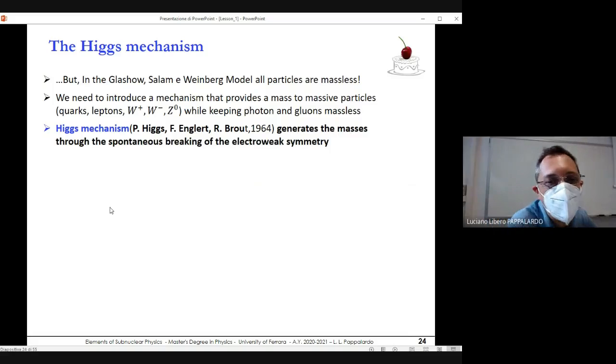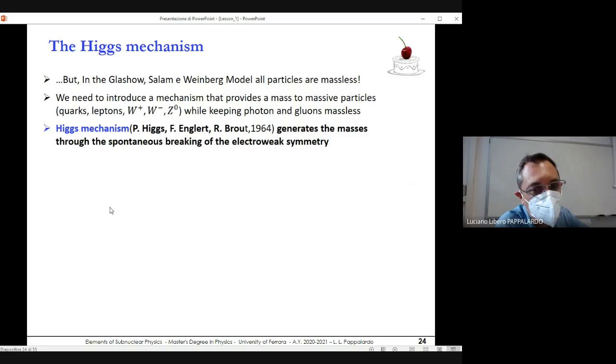However, there is a problem, and the problem is that the theory from Glashow, Salam, and Weinberg only provides massless particles. So all the particles of the standard model come without a mass. And this is a problem because we know that many of them do have a mass, some of them very high mass, like the weak bosons, the Ws and the Z. So what we need is to introduce a mechanism that provides the mass to the massive particles, quarks, leptons, and also the Ws and Z, while at the same time keeping the photon and gluons massless.